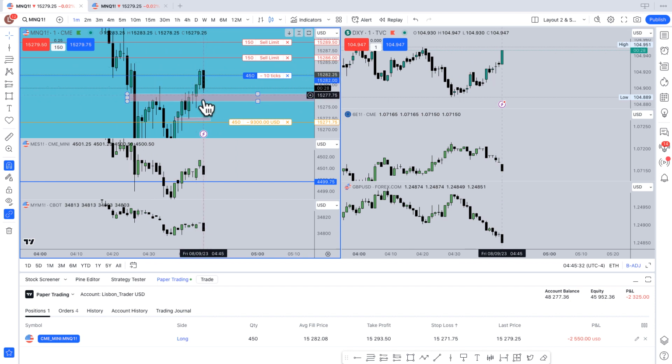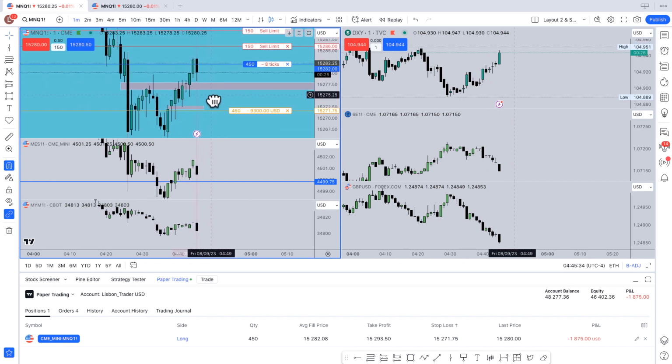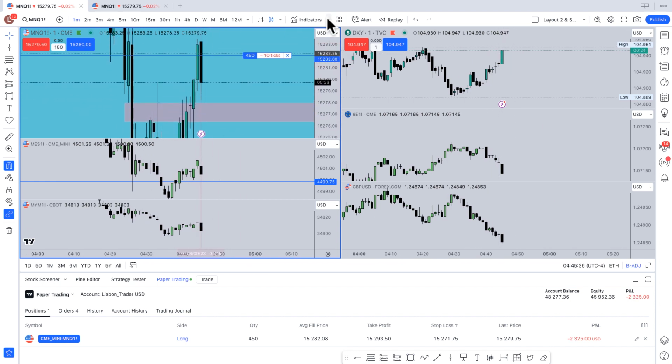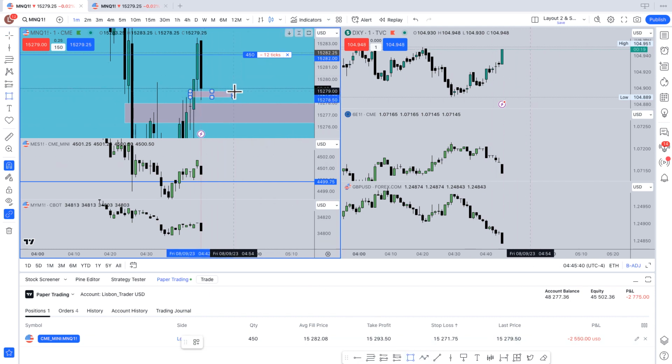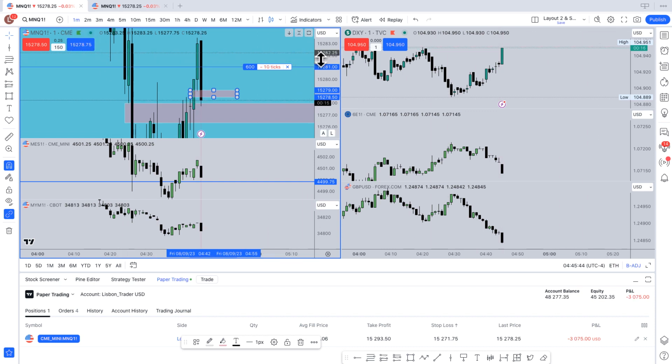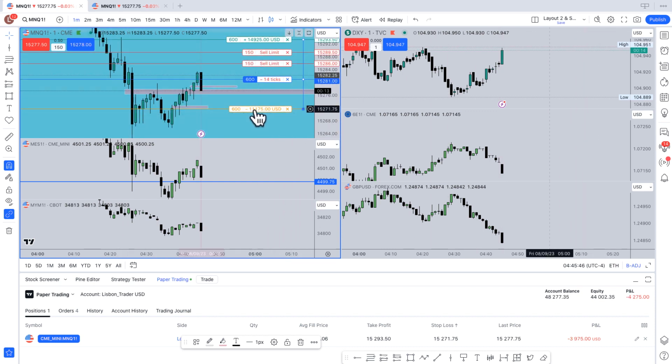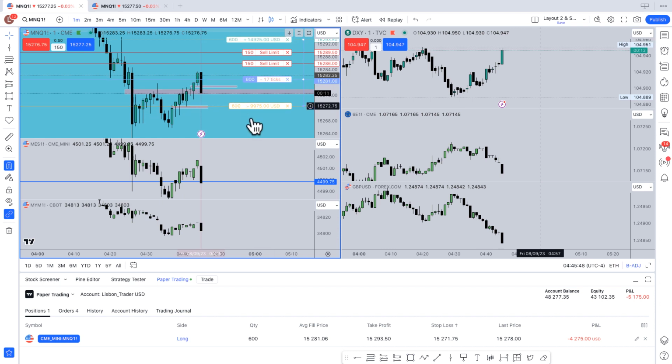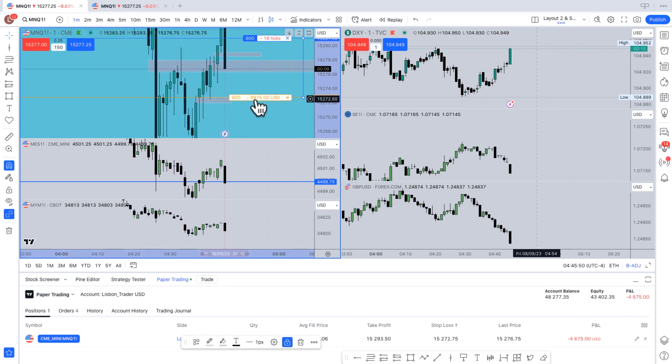After this break, expect retracements if there's a fair value gap. So is there a fair value gap? Yeah, here. Buy some more. Now we need to be at 10K.